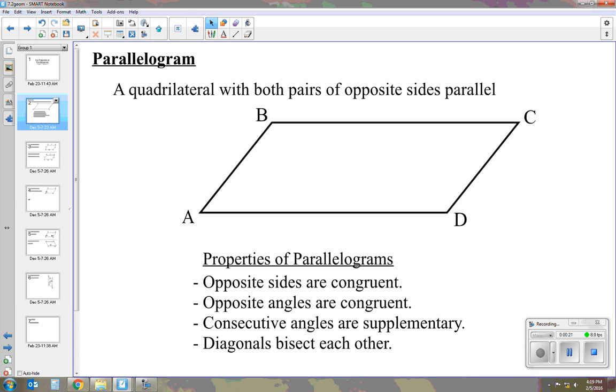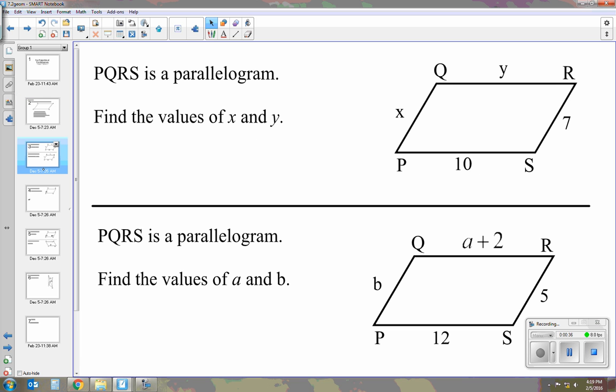Opposite sides are congruent on parallelograms. Opposite angles are congruent. Consecutive angles are supplementary, and diagonals bisect each other. So we're going to take these properties and use them to solve for some different things. First of all, PQRS is a parallelogram. Find the values of x and y.